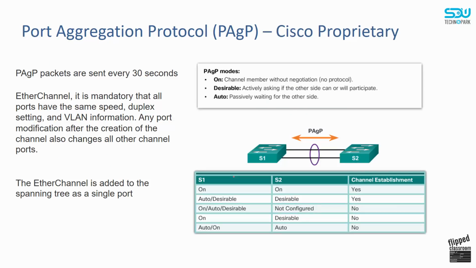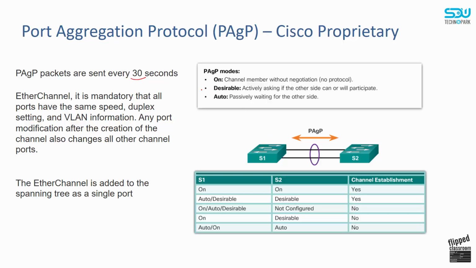Well, let's take a look at the PAgP protocol. This is a Cisco proprietary protocol, and it sends information from one switch to another switch every 30 seconds to evaluate, to understand that the neighbor switch is working.